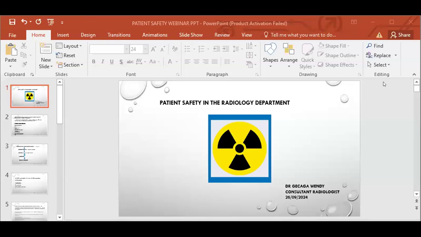So as Dr. Opondo said, my name is Dr. Geshaga, and I'll be presenting on patient safety in the radiology department. From my first slide here, this is the universal sign for radiation, which you'll find in every radiology department. The center represents an atom, and the three blades represent the three different forms of ionizing radiation, which are gamma, alpha, and beta rays.